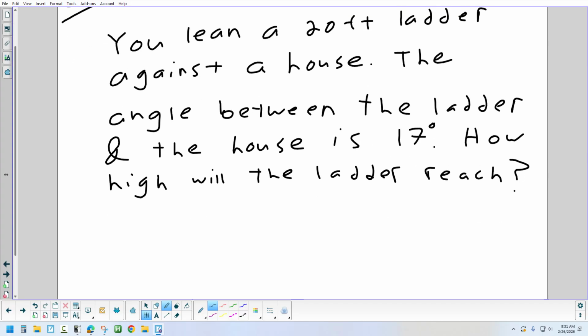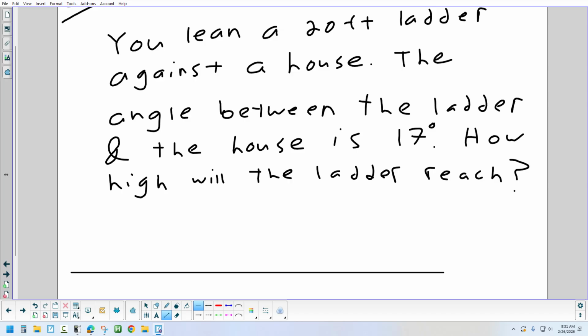So, what is something important that we need to draw in this picture? I'm not worried about numbers. I'm worried about what objects need to be in the picture? The house and the ladder. And there's one more kind of default object you need to have. The ground. You need the ground. Without that, you don't have anything to put a house on. So we've got the ground.